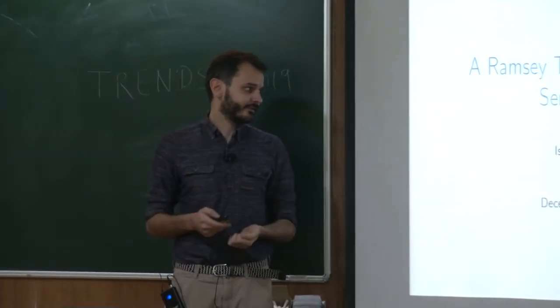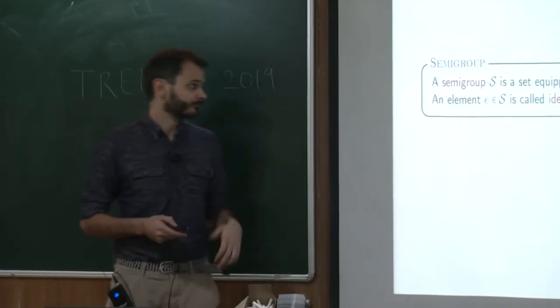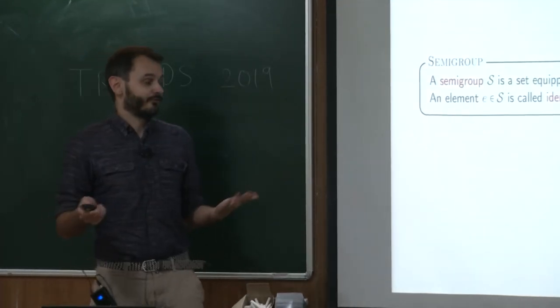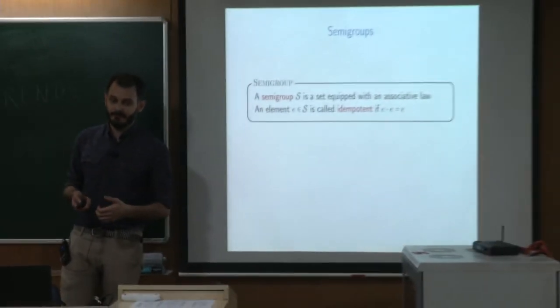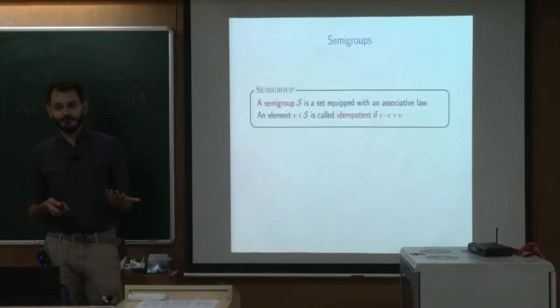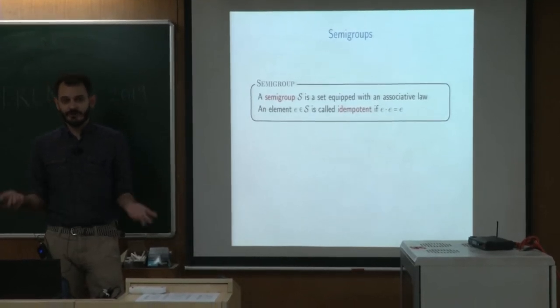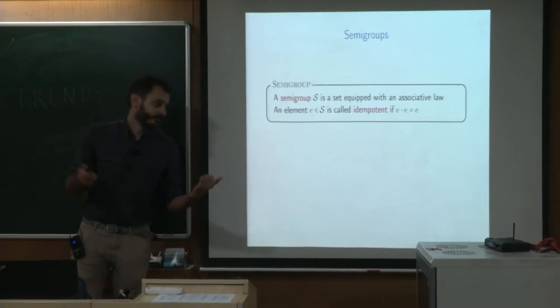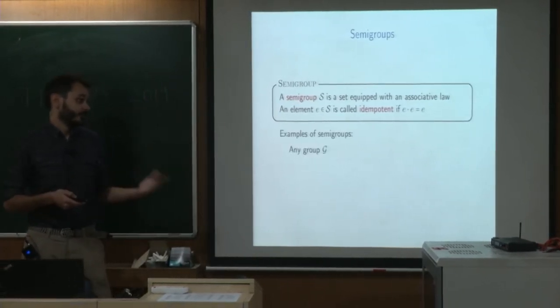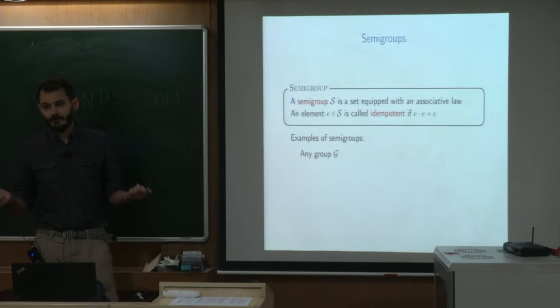So let's start with some basic definitions. What is a semigroup? Basically a semigroup is just a set with an associative binary law. And an idempotent element of a semigroup is just an element that is stable when multiplied by itself. Okay? So let's look at some examples. For example, any group is actually a semigroup.